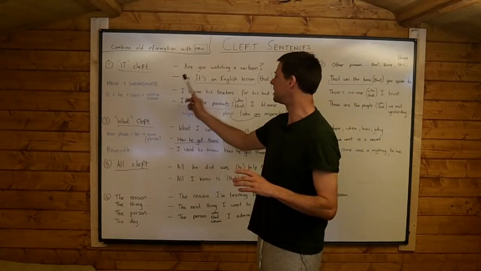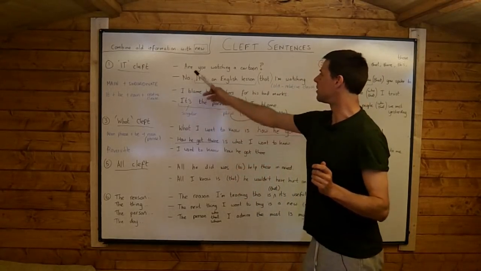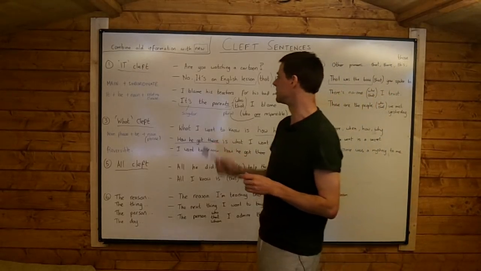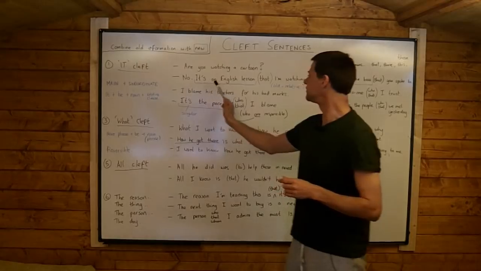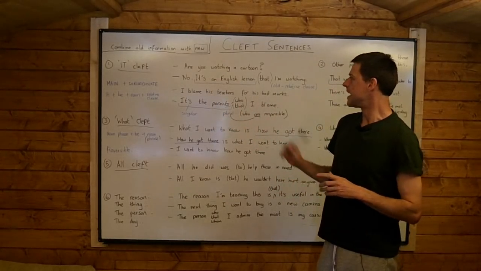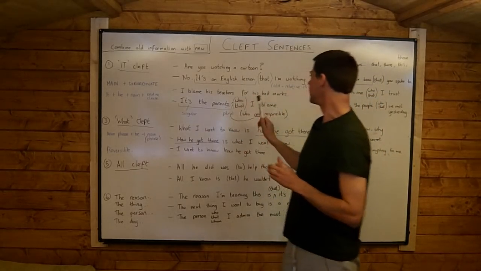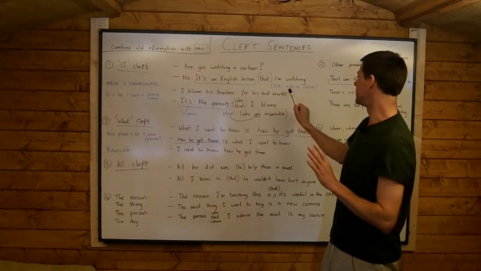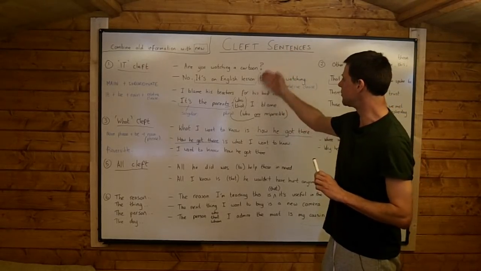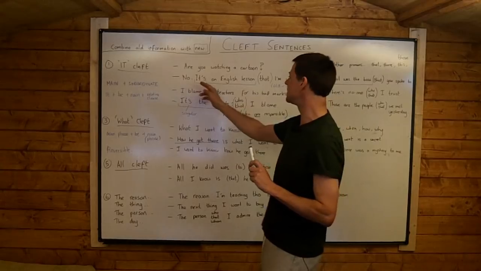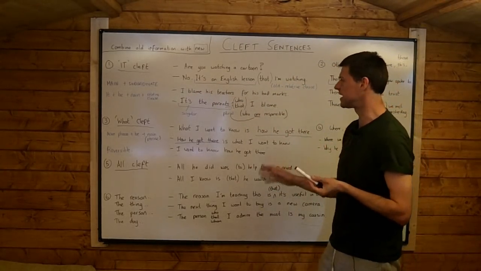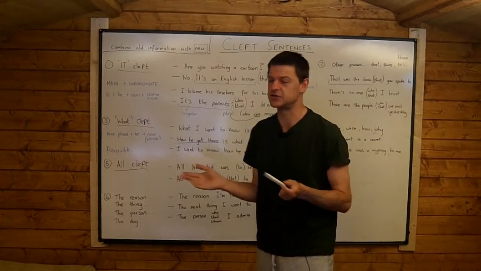So perhaps one of your parents asks you, are you watching a cartoon? And you're not, you're watching YouTube and you're watching my lesson, and you say, no, it's an English lesson that I'm watching. Now, the point to make here is that firstly, it's a relative clause, and so because we've got the subject here, we can omit that and we can say, no, it's an English lesson I'm watching. But of course, we could just say, no, I'm watching an English lesson.